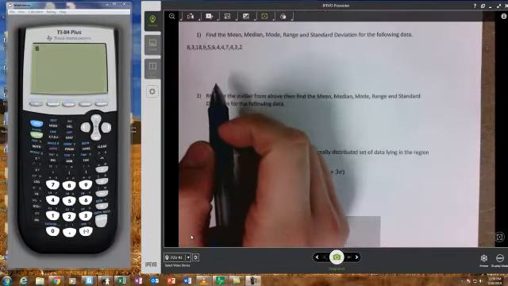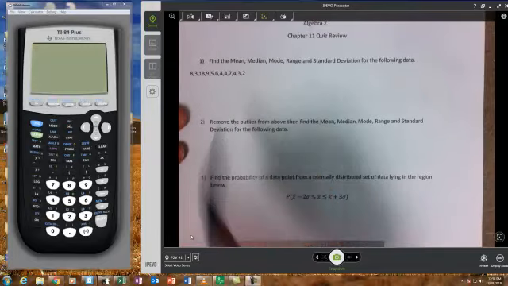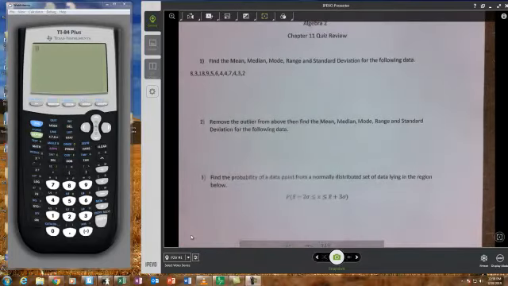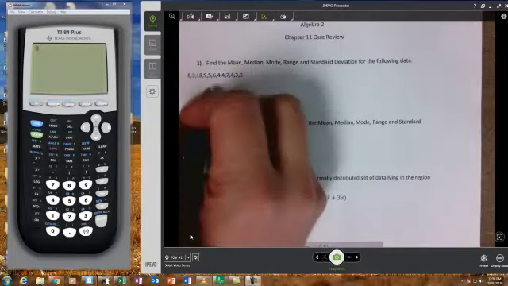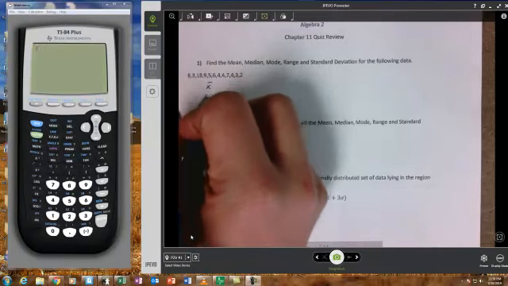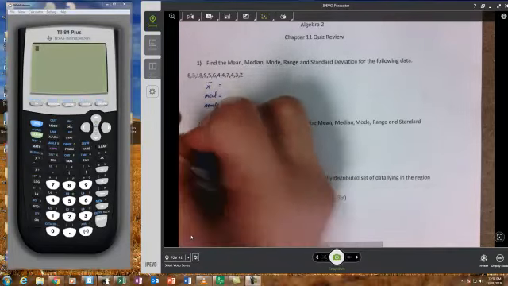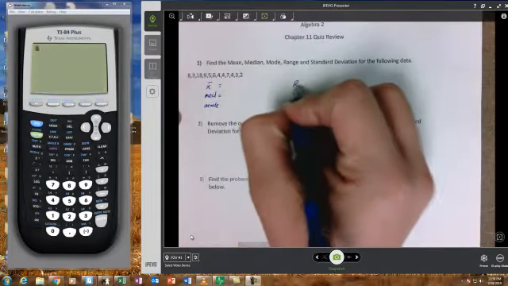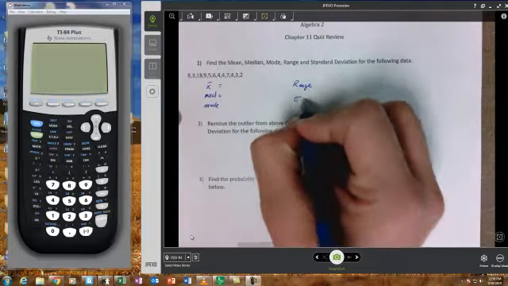Okay, so today we're going to go through the Chapter 11 quiz review. We're going to find the mean, median, mode, range, standard deviation of some data, work with the data, and statistics that we've worked with up to this point. So the first thing we need to do is find the mean, median, mode, range, and of course our standard deviation.